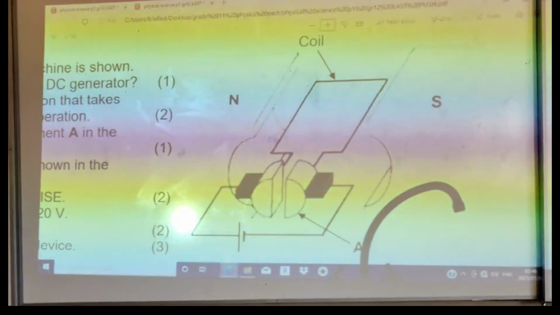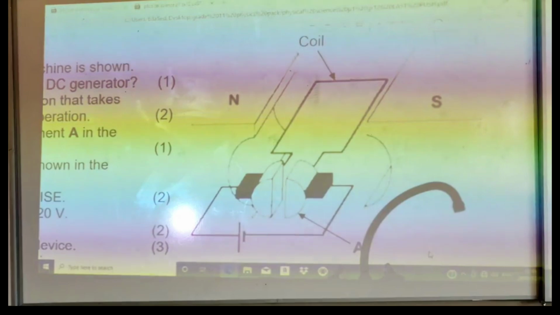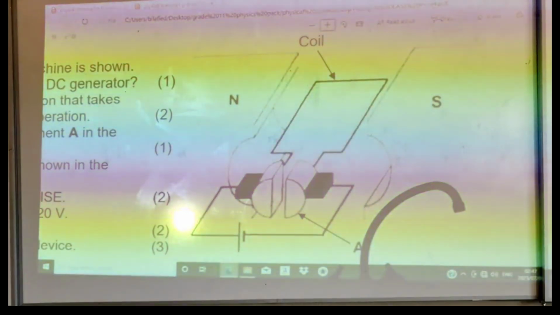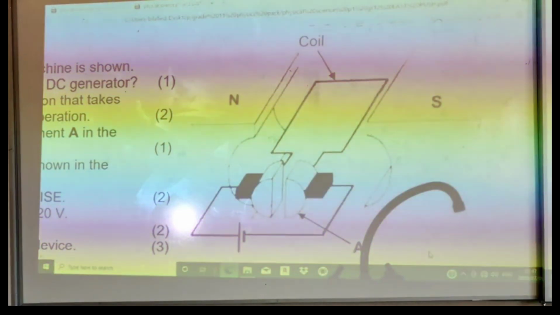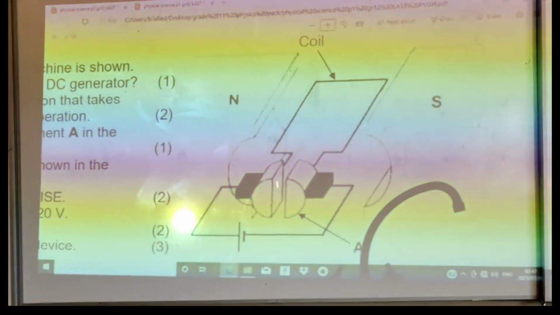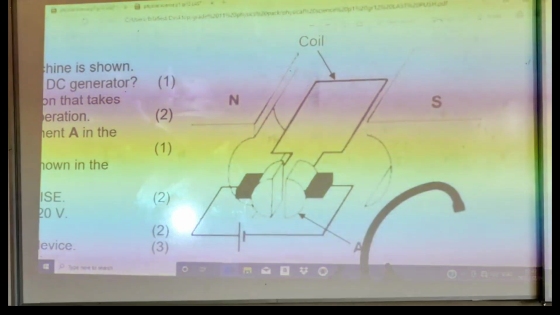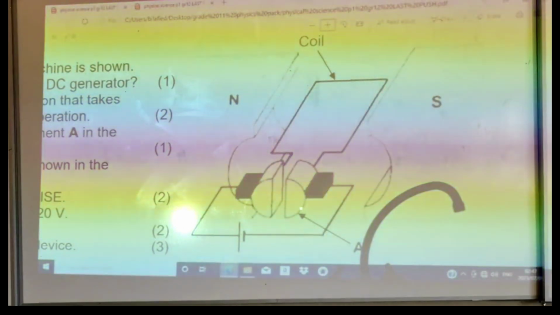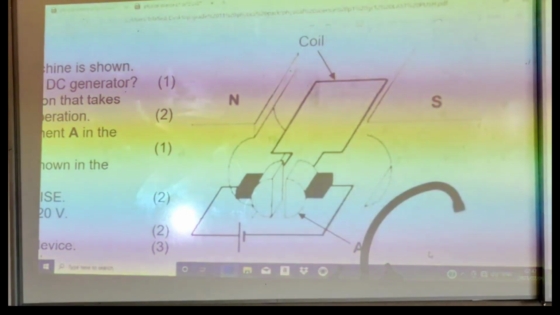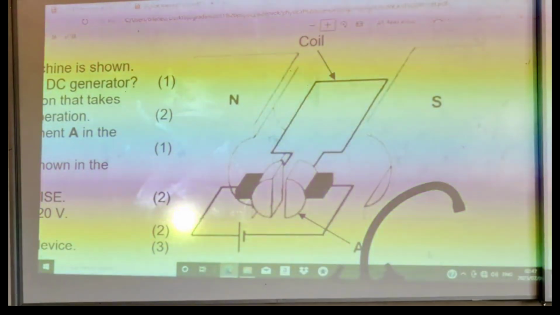Okay. I was explaining to you how you will be able to differentiate between a generator and a motor. What we have on the screen has got split rings. You can see these are carbon brushes. These are split rings. It is a DC, having direct current because it has split rings. That's how we differentiate between AC and DC. But it is not a generator, it is a motor.